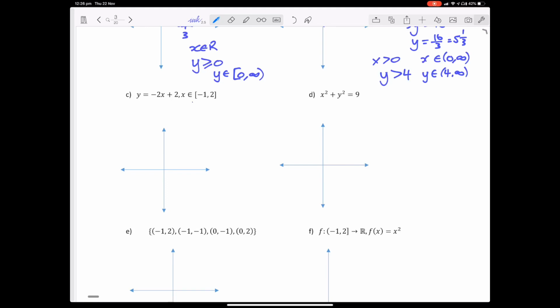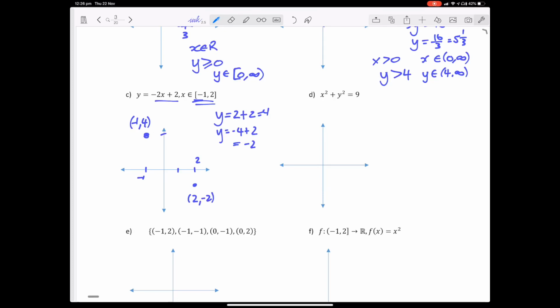Okay, so here I've already got a domain given to me, so we don't need to work out the domain. We do need to graph it though to work out the range. So if I put -1 into this function, y is equal to -2 times -1, which is 2, plus 2, which is 4. So I've got (-1, 4), and I'll just put (-1, 4) here. It's coloured in because it's equal to. If I put 2 in, I get y equals -4 plus 2, which is -2. So let's say we've got (2, -2).